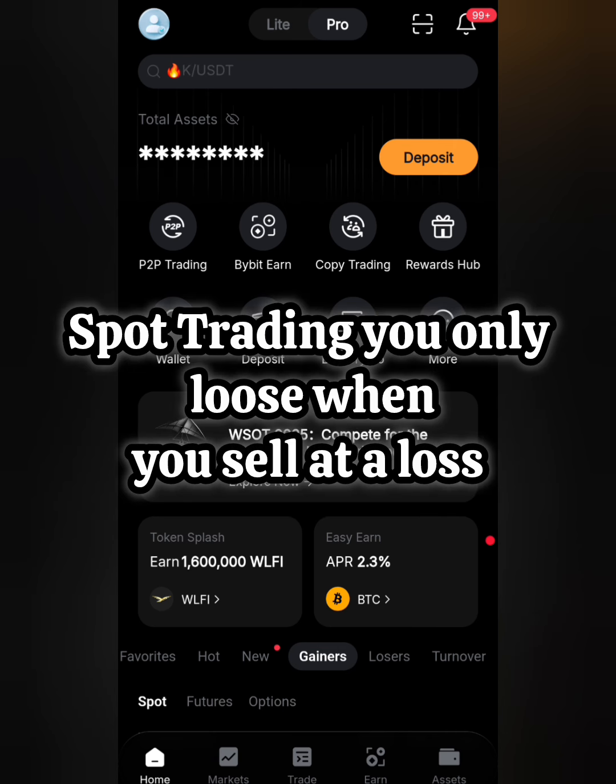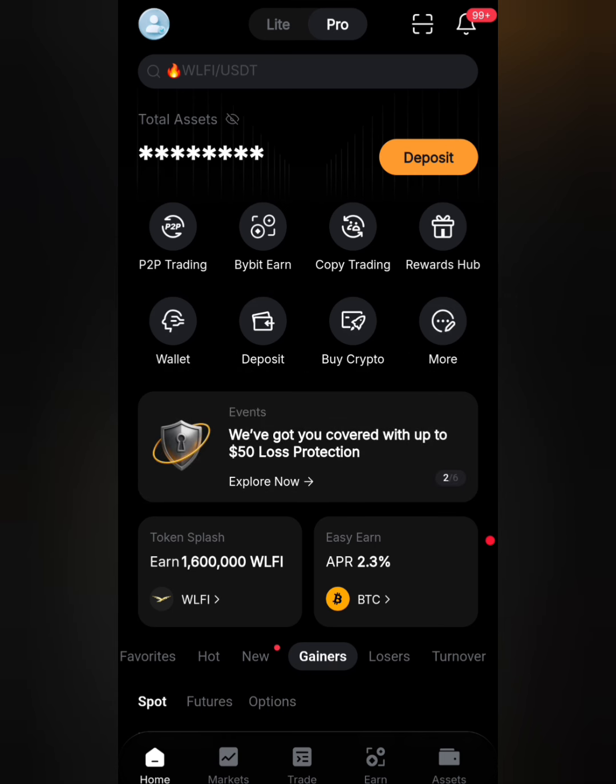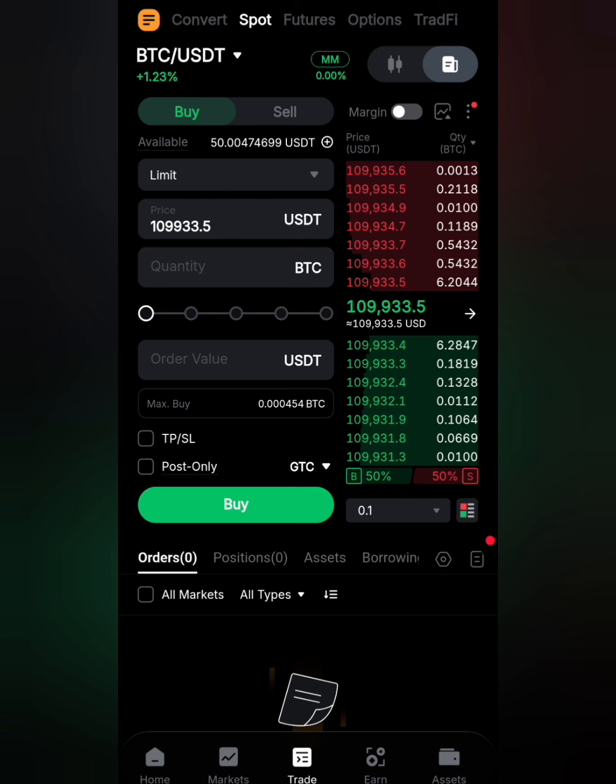Meanwhile, in the spot market, you're actually buying that token and you only lose when you sell that token at a loss. If you buy one BTC right now, even if the price of BTC drops tomorrow, you're still going to have that one BTC in your account. You will only make a loss if you sell that BTC at a low price. But if you give it time and BTC rises to a higher price than the price you bought it at, you're going to make profits on it. But you still have to have some basic knowledge before you dive into spot trading.